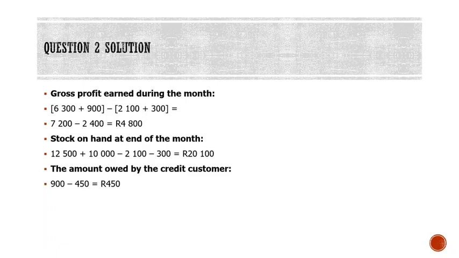Therefore, our closing balance at the end of the month of trading stock will be 20,100 Rand. The amount owed by the credit customer, remember this is called a debtor, she owes us money. Originally she owed us 900 Rand. Then she settled half of her account, half of the amount she owed us. That equaled 450 Rand. But at the end of April, she still owes us 450 Rand. She will pay that to us in the near future, hopefully. That's the end.